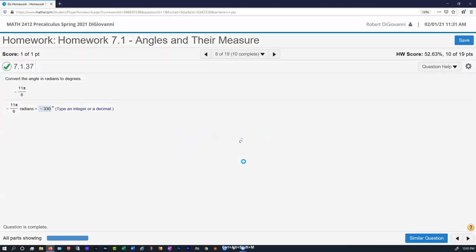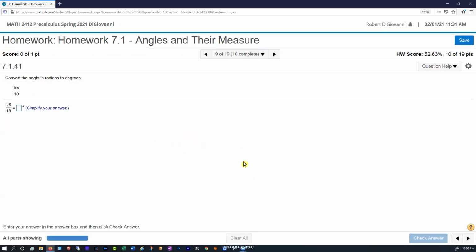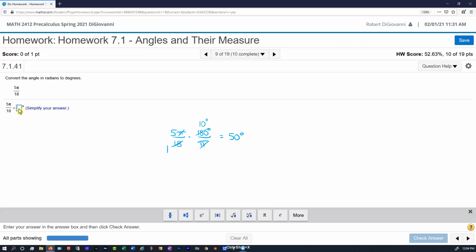Next one. So we want, same thing, we want to convert 5 pi over 18. Multiply that times 180 degrees over pi. The pi's cancel. And so we get 5 times 180 over 18. Now, right now I can see that 18 goes in here 10 times. 18 goes in there once, so that kind of helps me there. And then it's just 5 times 10, that's 50 degrees. So we should just have 50 degrees here.